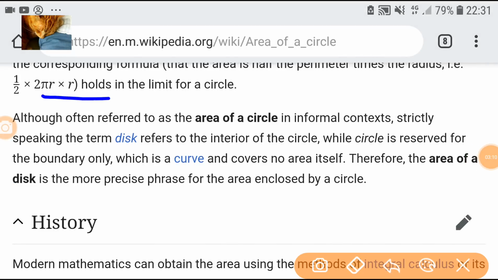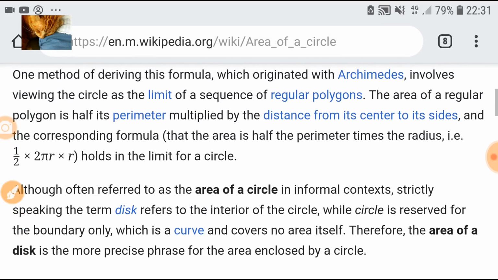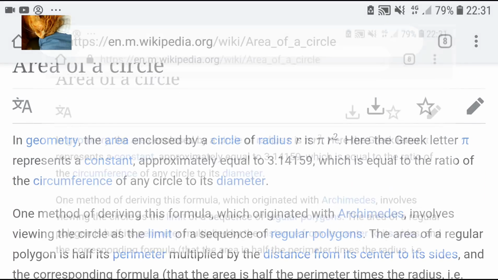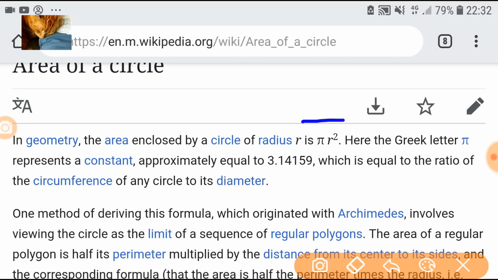Just as it points out just here. Strictly speaking, the term disc refers to the interior of the circle. Circle is reserved for the boundary only, which is the curve as it's going around. So it doesn't actually cover any area itself, it's just showing you the shape of it as it's going around. So it's the area of a disc. Pi r squared anyway. So we know it's pi r squared, just as shown there. Pi r squared then.